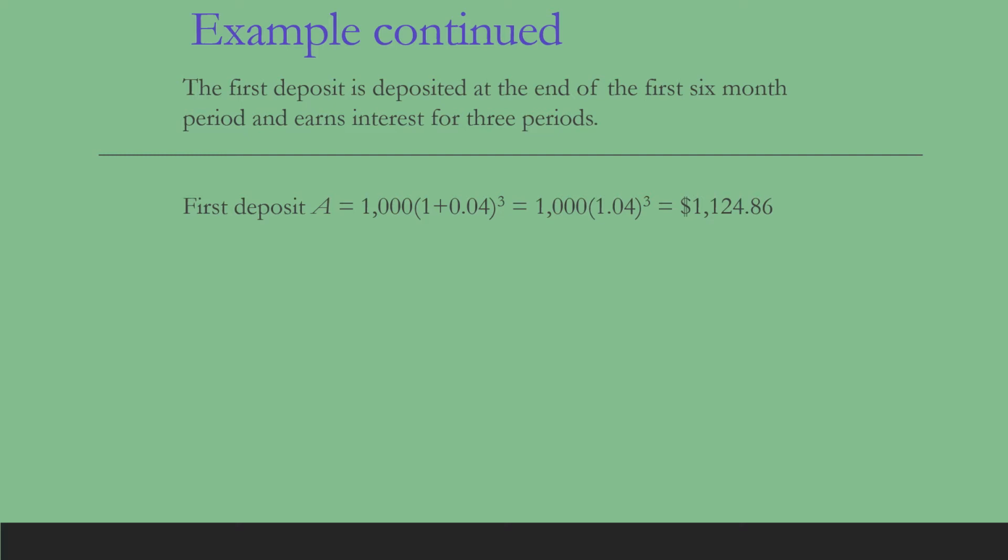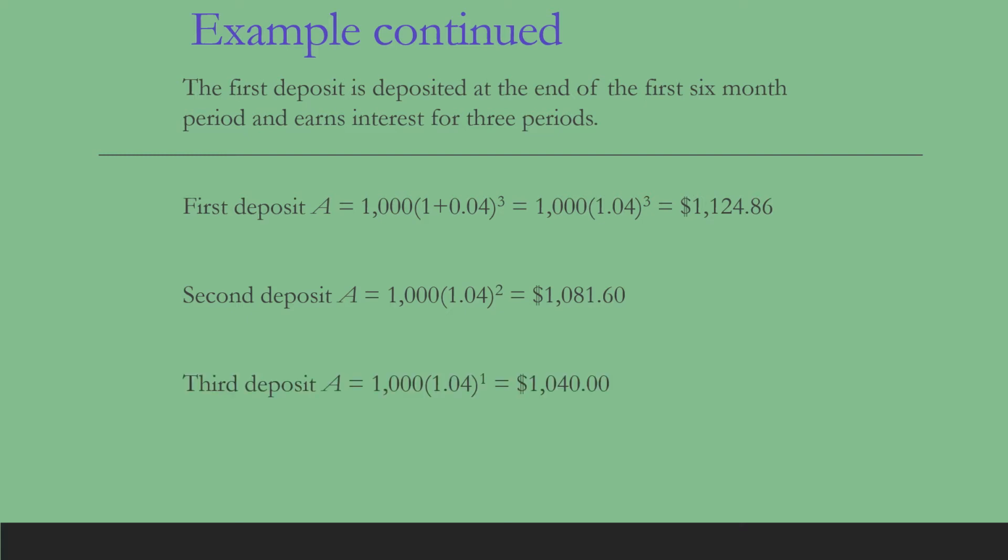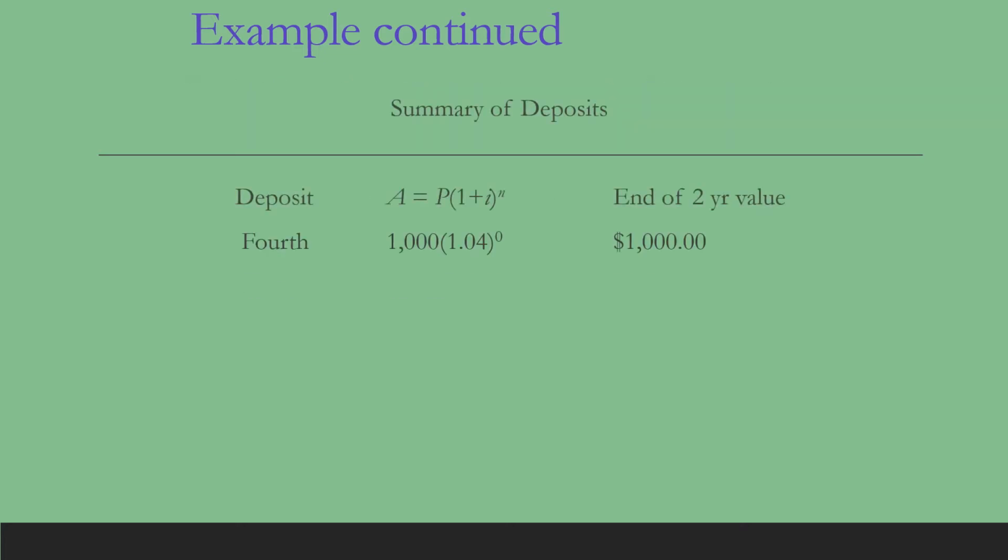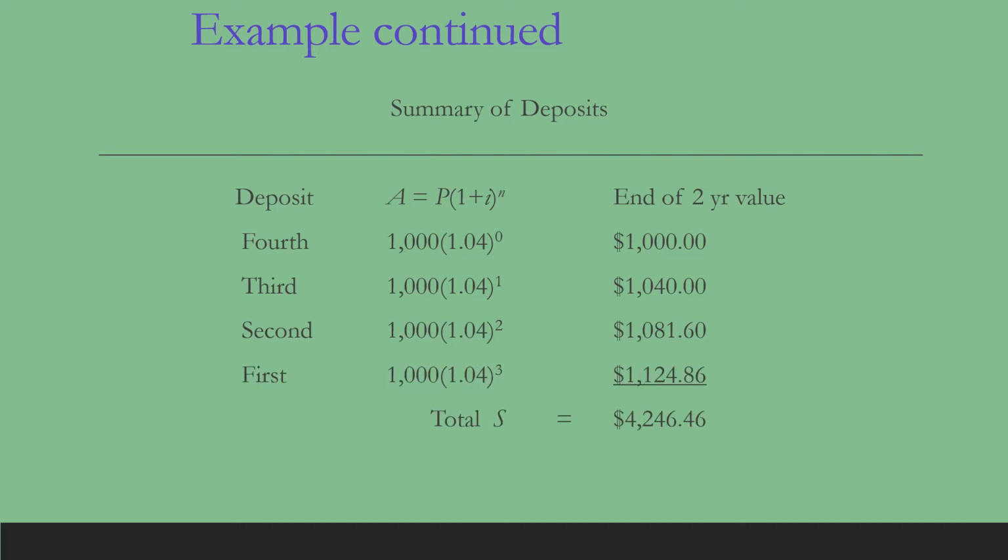1,000 will be earning interest for the remaining 3 periods. So 1 plus 0.04 whole cubed, which is 1,124.86. And the second deposit will earn interest only for 2 periods. The third one will earn interest for 1 period, and the fourth will not earn anything. So we have to add all of this. That will give us the sum. So the total future amount is 4,246.46.